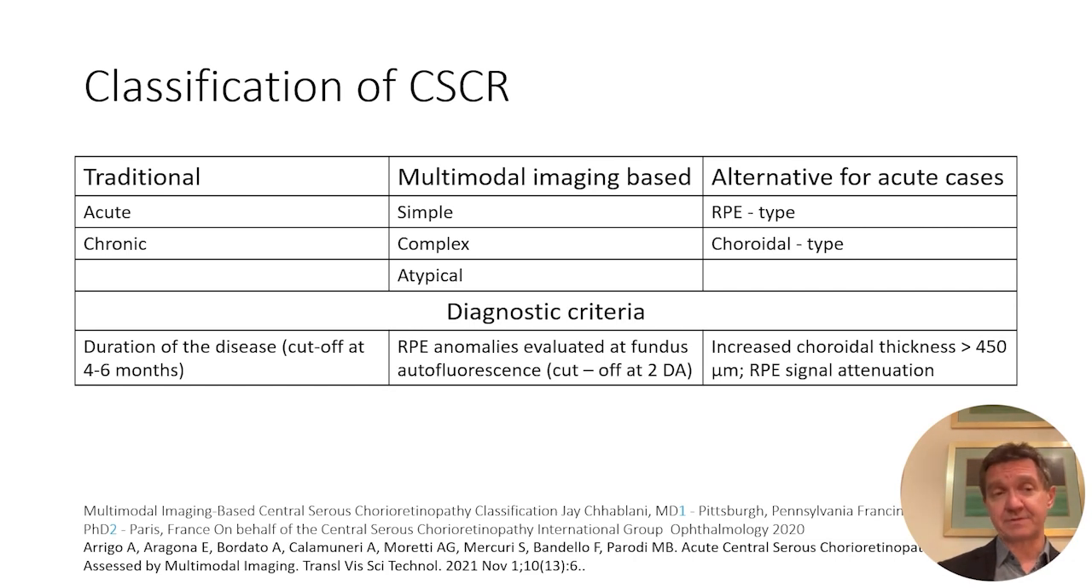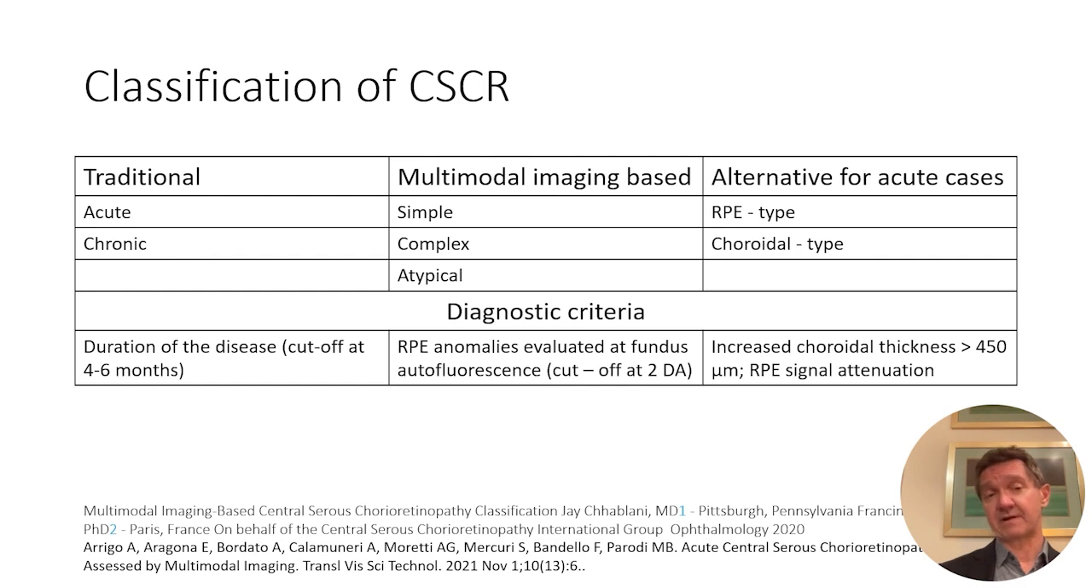We use different types of classification of central serous chorioretinopathy. Traditionally, it was divided between acute and chronic cases with division point about between 4 and 6 months. However, as I said, multimodal imaging-based classification is probably better as it reflects the complexity of the disease. So we tend to divide cases into simple and complex depending on the areas of RPE alterations visible at fundus autofluorescence. Our Italian colleagues also distinguish between choroidal and RPE type.